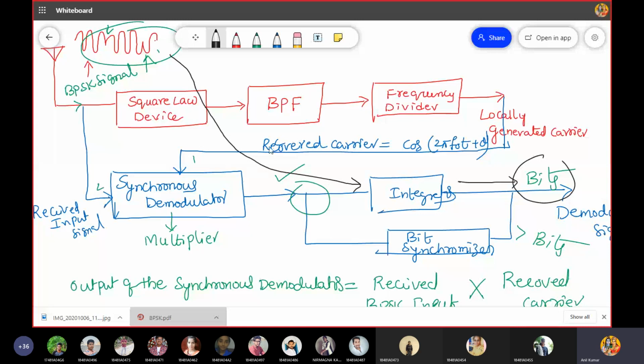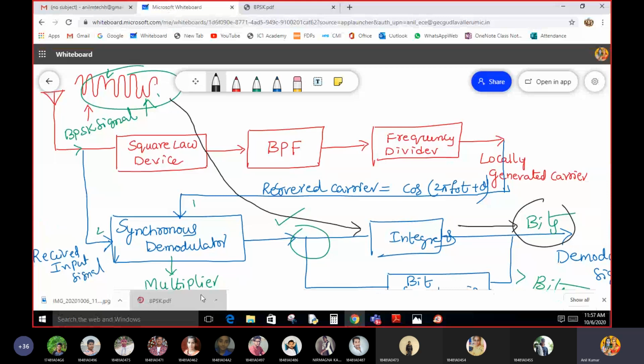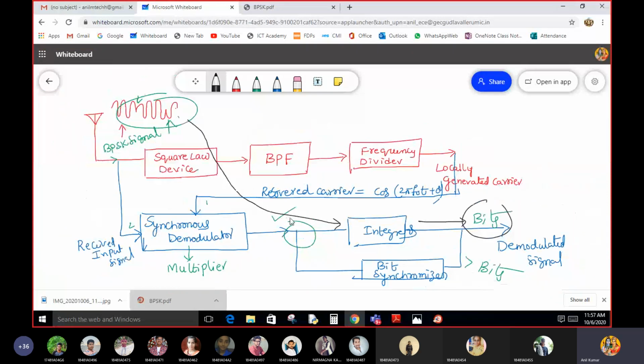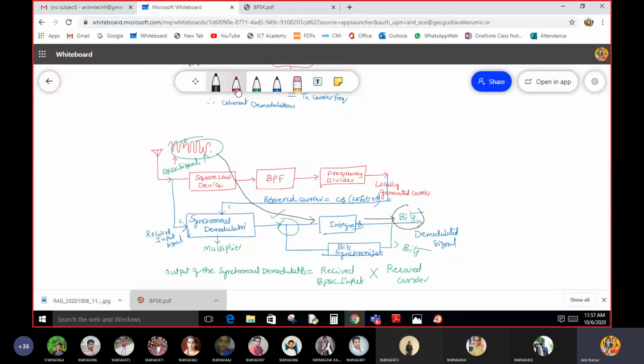So this is the block diagram. This is the generalized block diagram for the BPSK demodulator. BPSK demodulator. Is it okay? Does everyone understand this? Everyone of you, please listen.